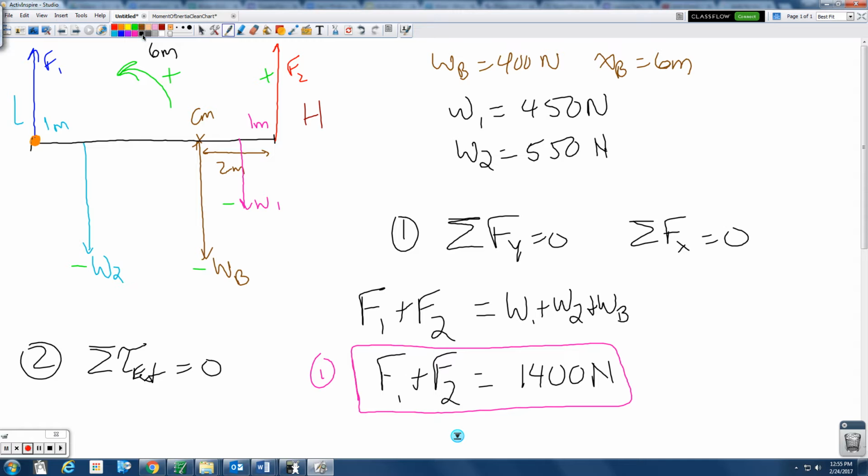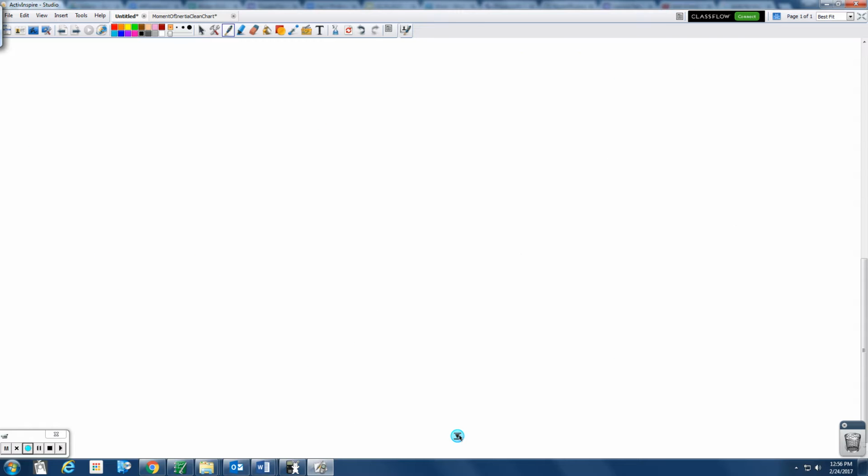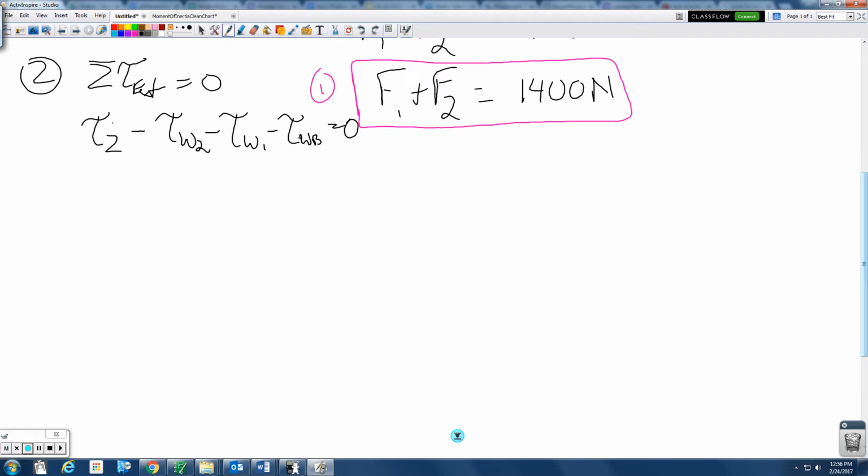So here we go down to our torque equation. What's positive? Torque 2 is positive. That's produced from F2, and then the rest of them are negative: minus the torque of weight 2, minus the torque of weight 1, minus the torque of the weight of the bar. And that all equals 0. So let's see what we got.